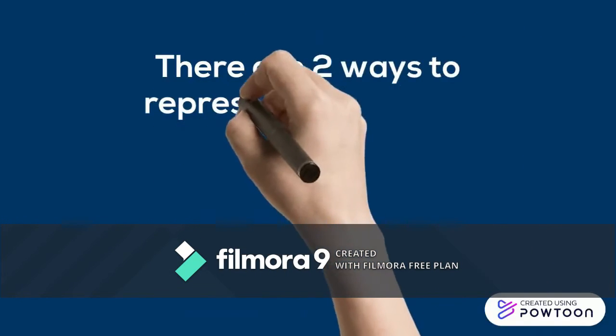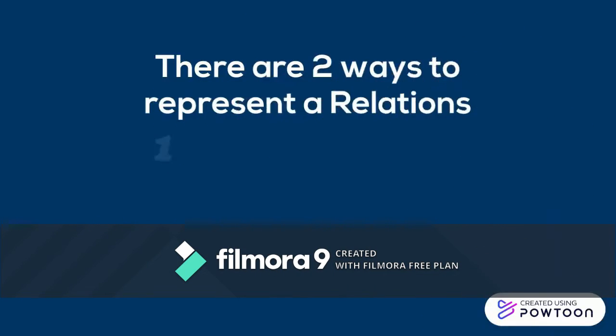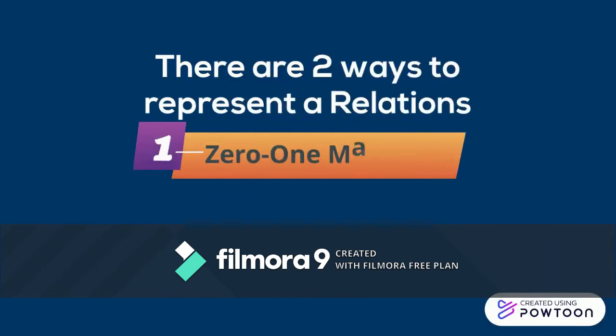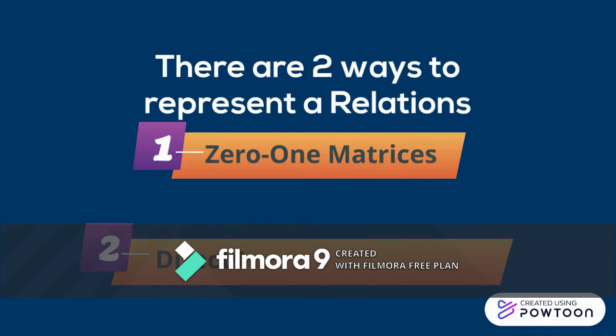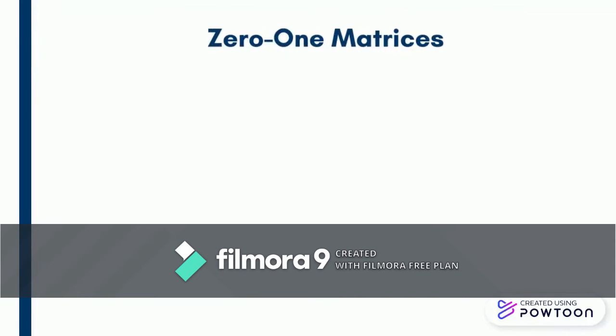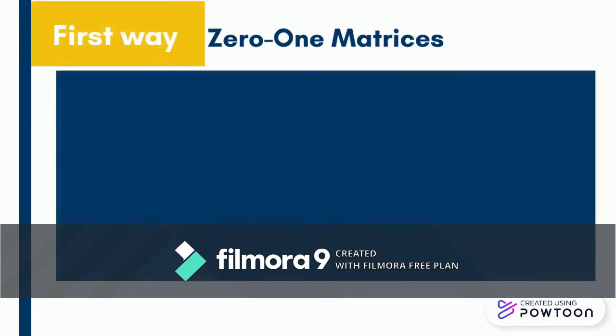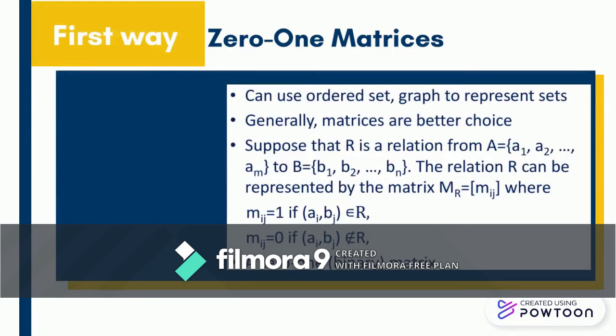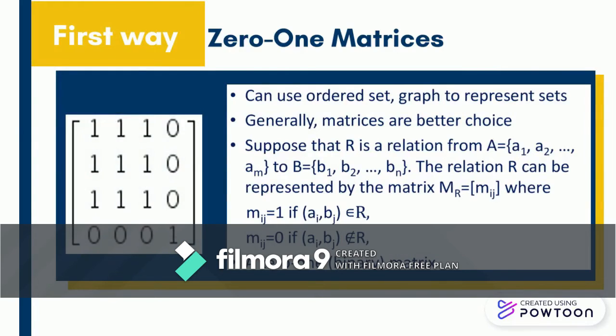There are two ways to represent a relation. First, 0-1 matrices, and second, directed graph or digraph. The first way is 0-1 matrices. Suppose that R is a relation from A to B, then the relation can be represented by the matrix MR equals Mij, where Mij equals 1 if (Ai, Bj) exists in R.